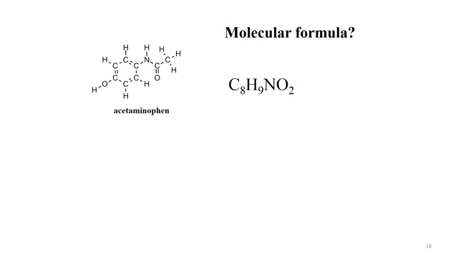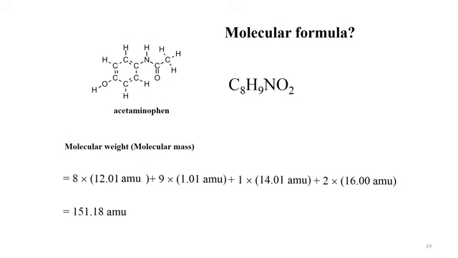You need to find out that the molecule is made of 8 carbon atoms, 9 hydrogen atoms, 1 nitrogen atom, and 2 oxygen atoms. You can find the mass of each atom in a periodic table. Adding them up, you can determine the mass of one molecule in atomic mass units. Don't use grams. That's too heavy for one molecule.